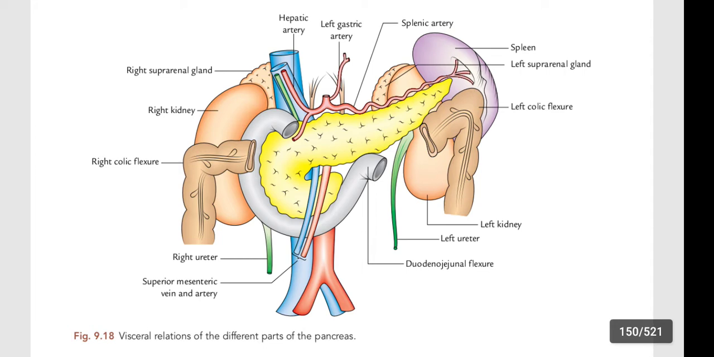In this video we are going to learn about the tail of the pancreas and its relations, and the whole visceral relations of the different parts of the pancreas. That means about head, neck, body and tail. This is the diagram which shows all the visceral relations of different parts of the pancreas.